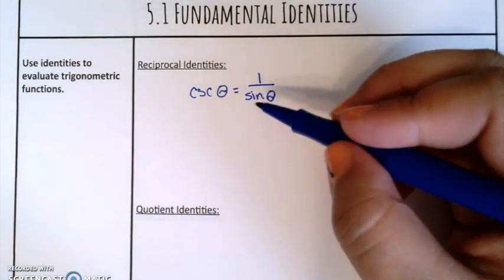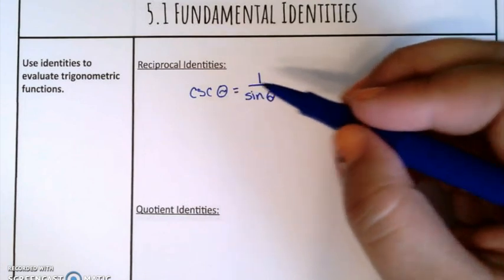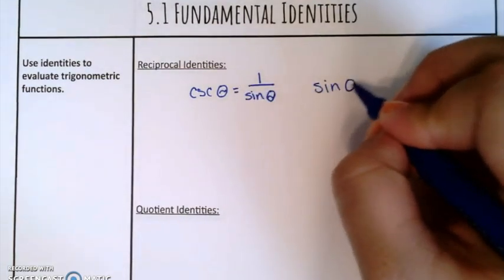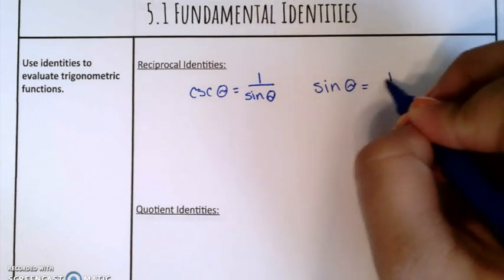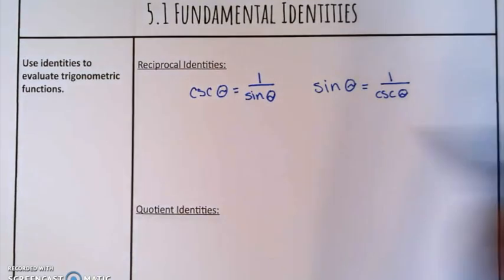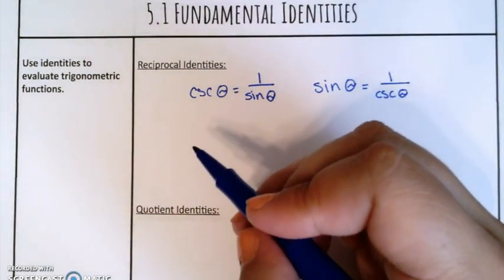Now, if sine is the reciprocal of cosecant, then cosecant is the reciprocal of sine, so we can also say that sine of theta equals 1 divided by cosecant of theta. That's our first pair of reciprocal identities.